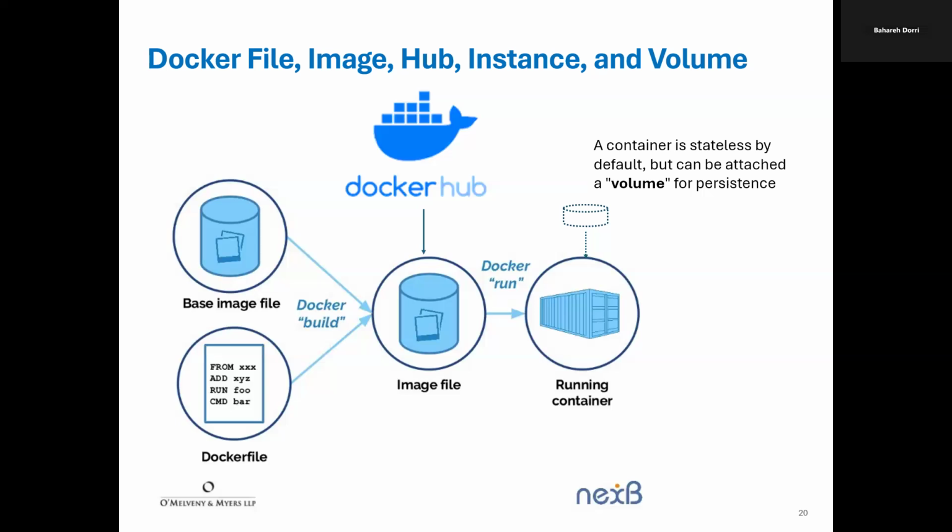So to recap, first write a Dockerfile to define your environment. Second, use docker build to create a custom image. And third, use docker run to start the container. And that's the full cycle from definition to deployment in just a few steps.